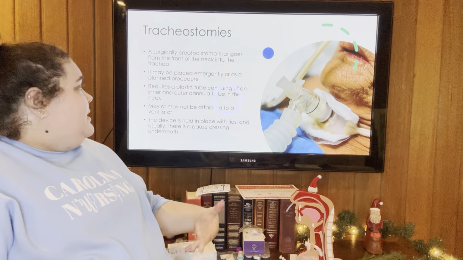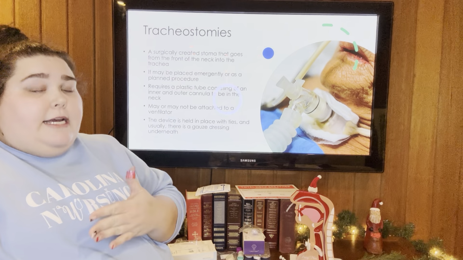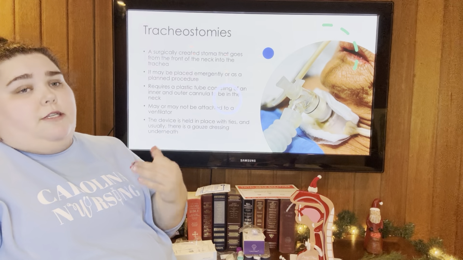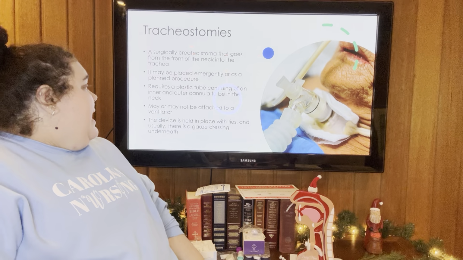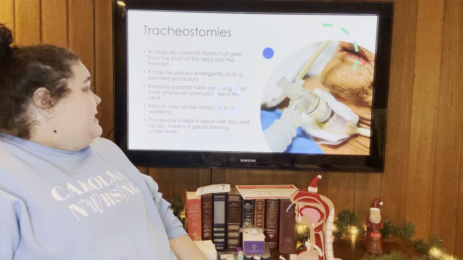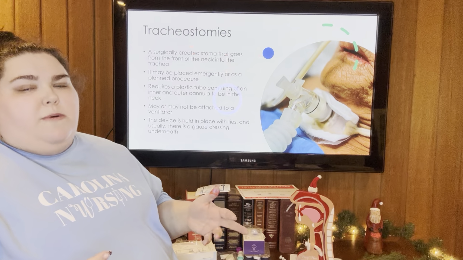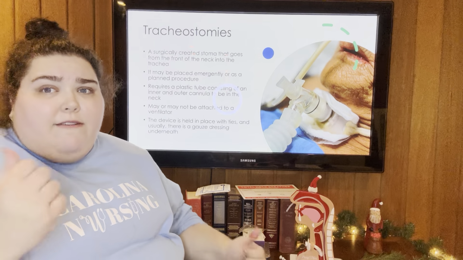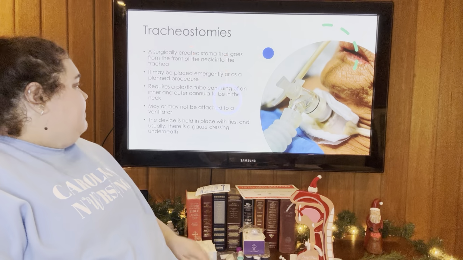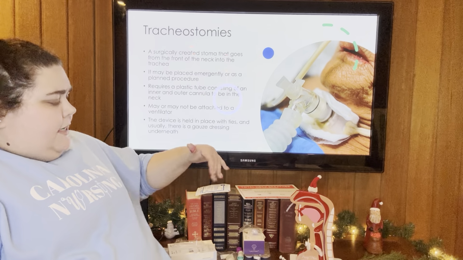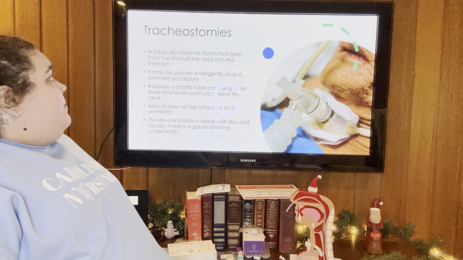It requires a plastic tube that consists of an inner and outer cannula to be placed into a surgically created stoma in the neck. And that device is usually held in place with ties. Sometimes there'll be ribbon ties. We almost always see ties that are a Velcro situation. And usually there's a gauze dressing underneath to protect the skin as well.